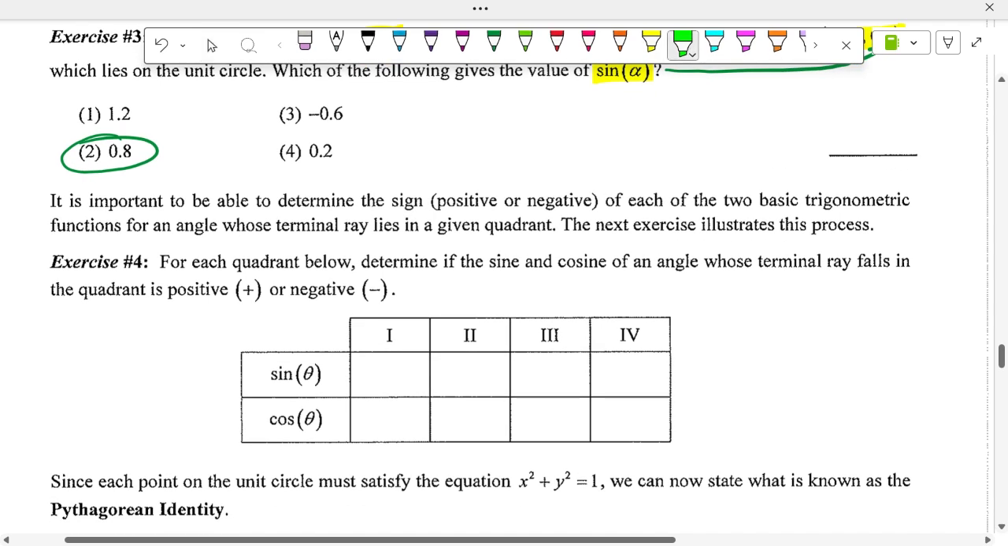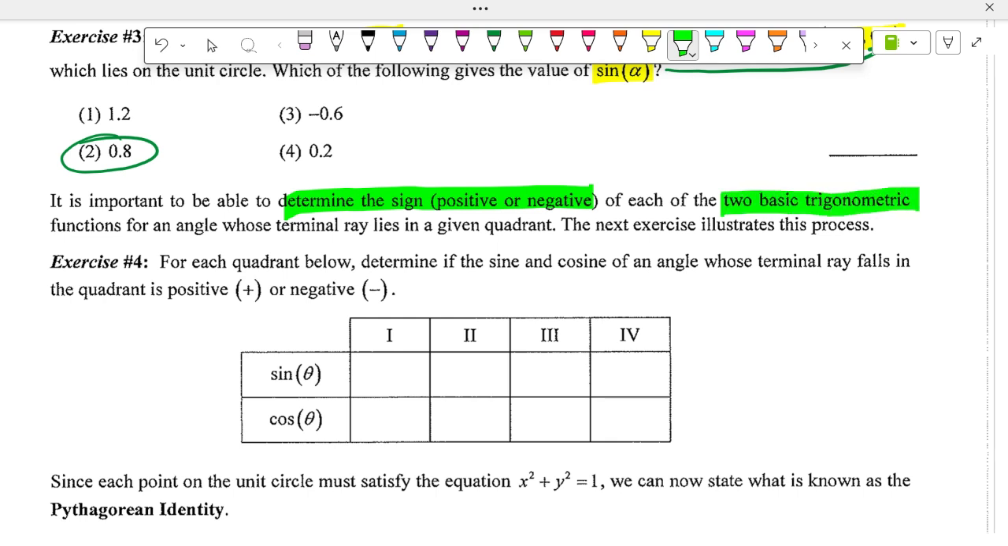It is also important to determine the sign, positive or negative, of each of the two basic trigonometric functions for an angle whose terminal ray lies in a given quadrant. So look at the four different quadrants. Remember, this is quadrant 1, 2, 3, and 4.